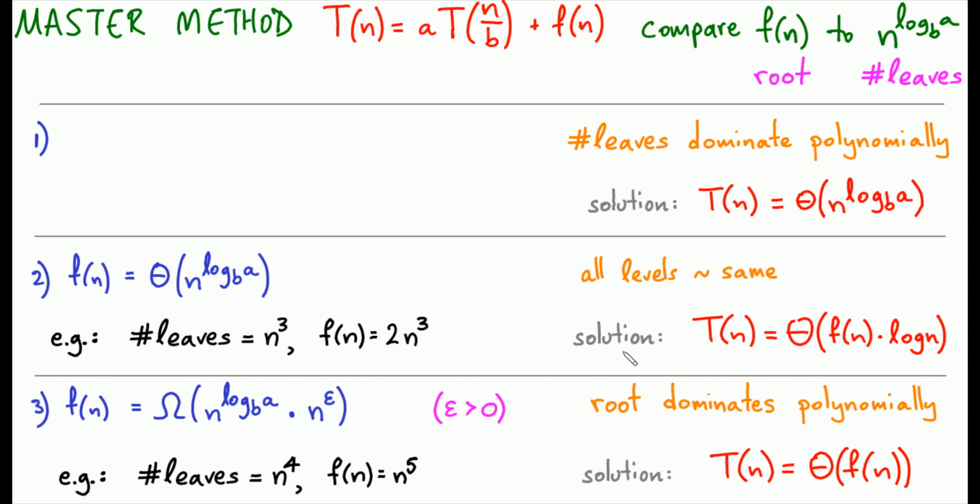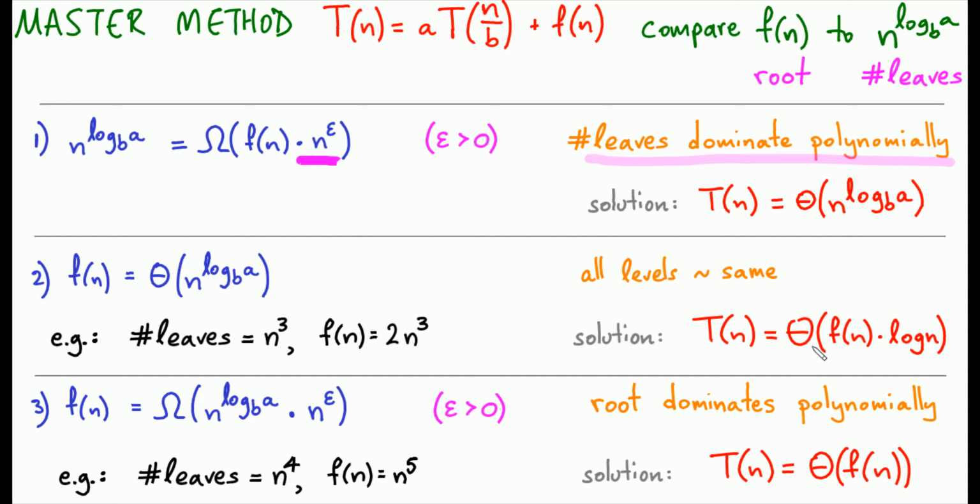For the second case, the example here is n cubed for the leaves and n cubed for f(n). Basically, nothing dominates polynomially here. All levels look the same, and what you're going to get is theta of f(n) times log n.